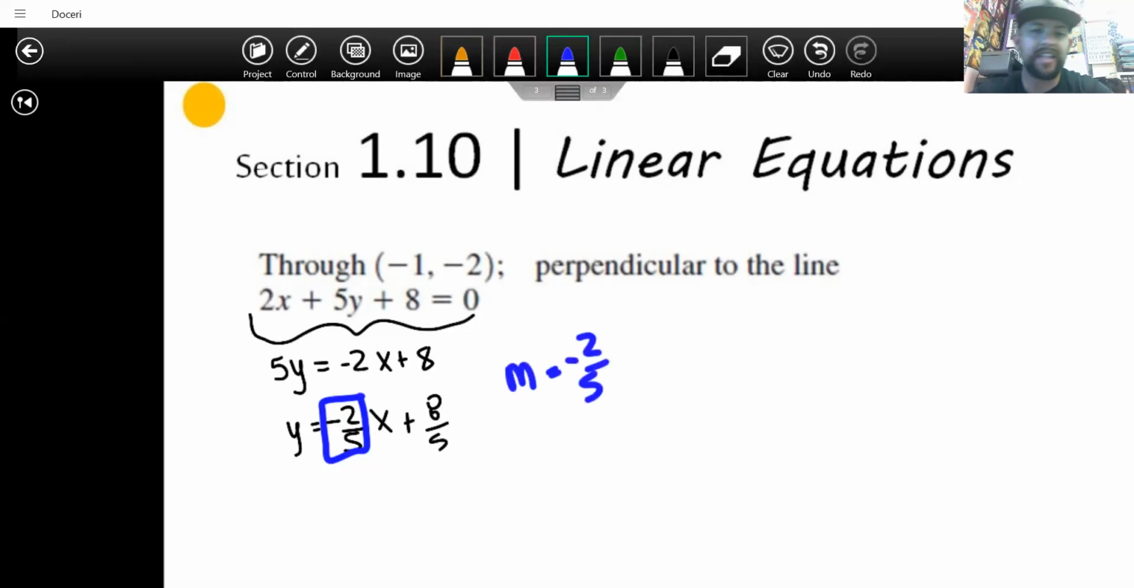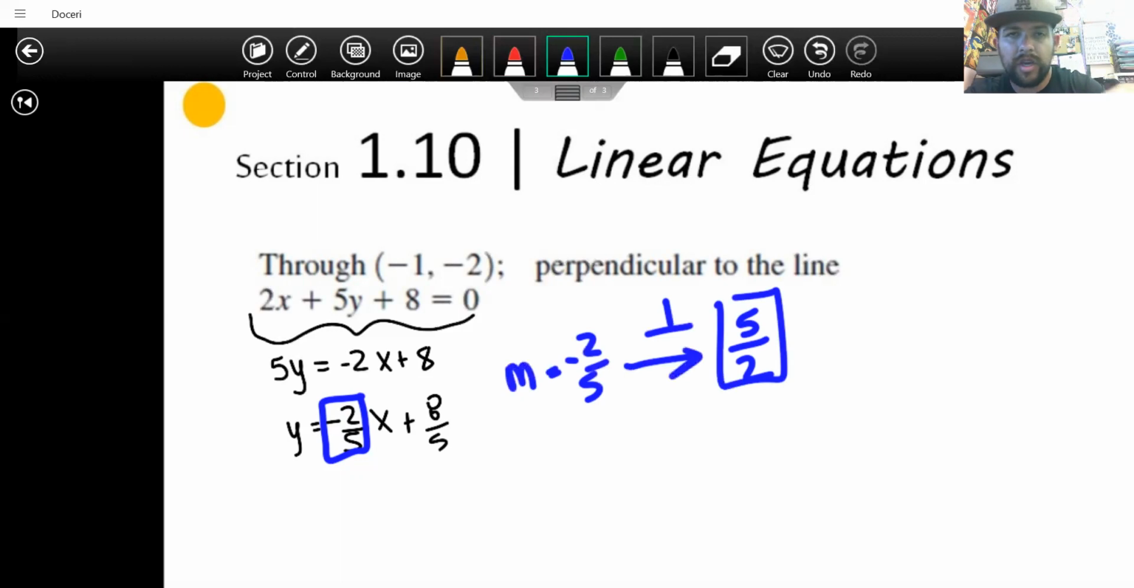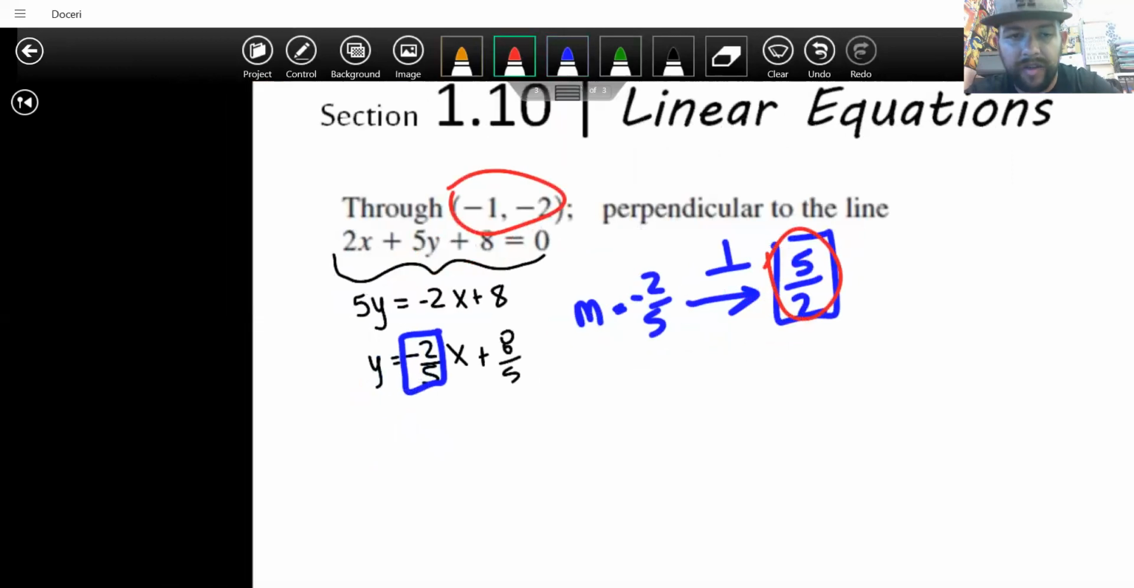And to find a line that is perpendicular, we have to do the opposite reciprocal. So the perpendicular to this will be 5/2. Opposite to negative is positive. Flipping the 2/5 becomes 5/2. So this is the perpendicular slope we want to use. We have our point. We have our perpendicular slope. We have to plug those into y equals mx plus b and solve.